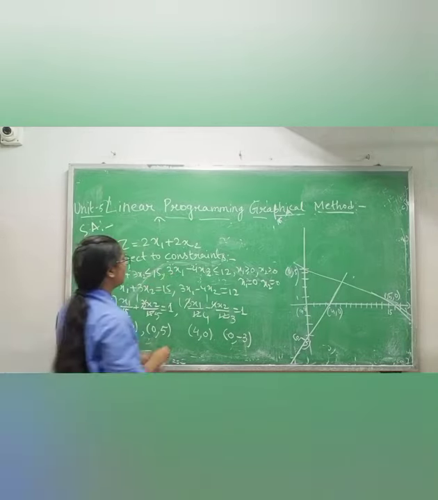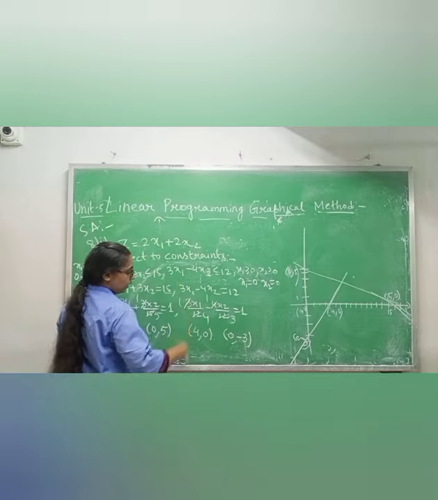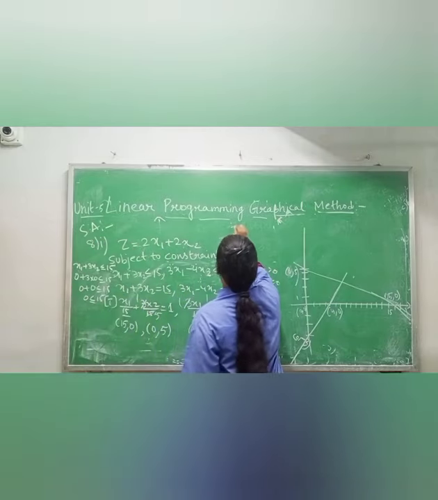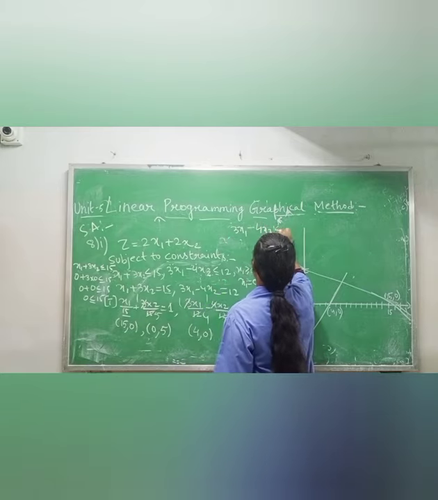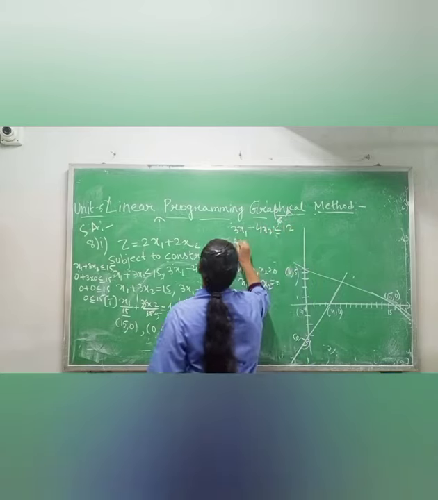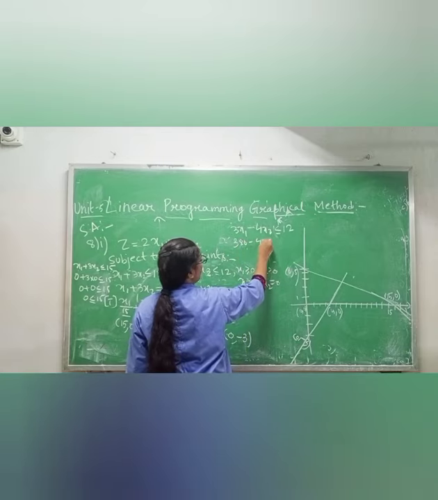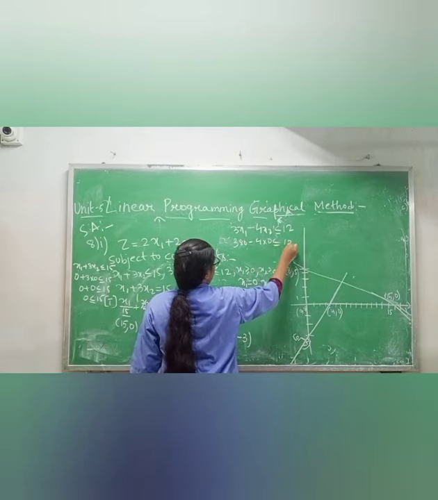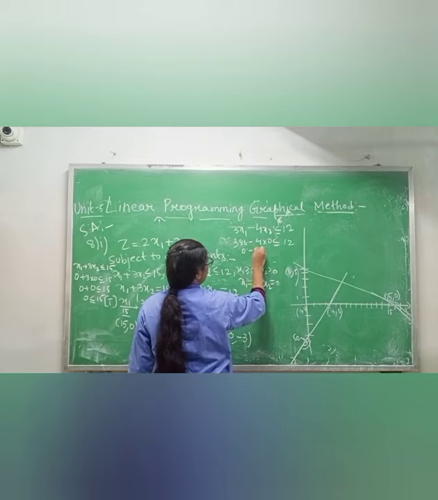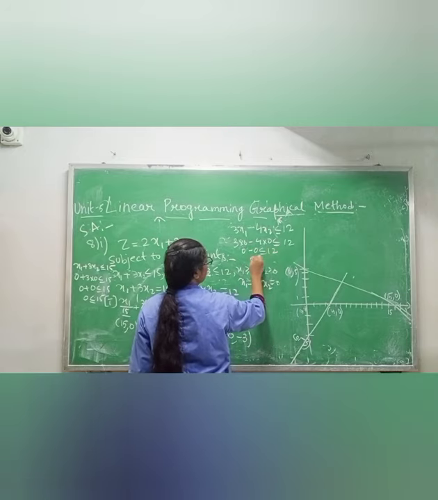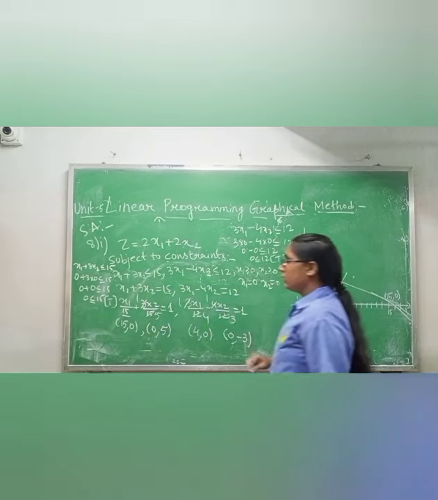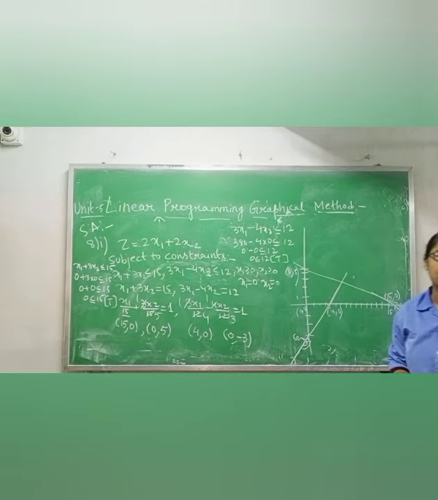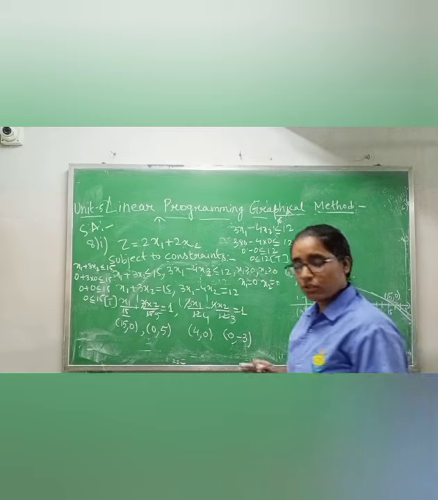Same thing you will do here also. I am doing it here, you will do it after this. 3x1 minus 4x2 is less than or equal to 12. 3 into 0 minus 4 into 0. So 0 minus 0. So of course it is also true. Both are true. If the equation is true for this, then it will go towards the origin.